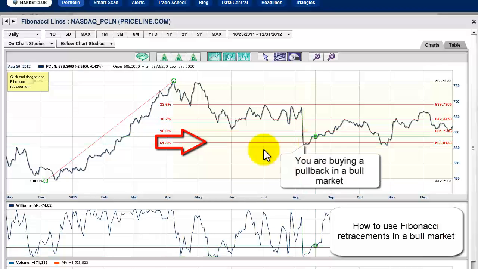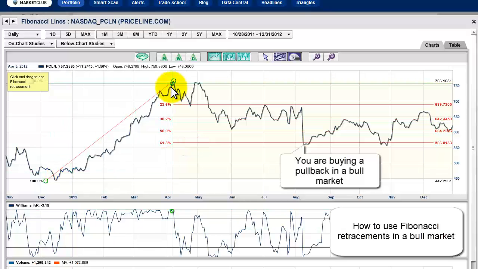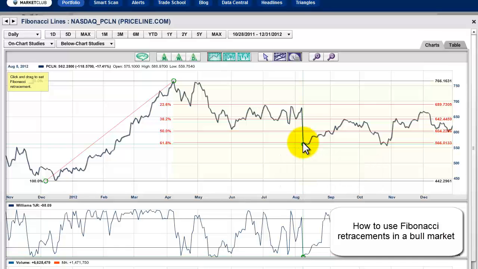Now remember, the line was going up, so the trend was up. You're buying a pullback in a bull market. The other tool you can use in conjunction with the Fibonacci is the Williams percent R tool. And when it gets very oversold like here, you can see there's the low there, the 61.8% retracement, very oversold, and just shows a little bit of turn. That's a good time to be a buyer. It's a low risk buy. So that's how you use the Fibonacci tool in a bull market.